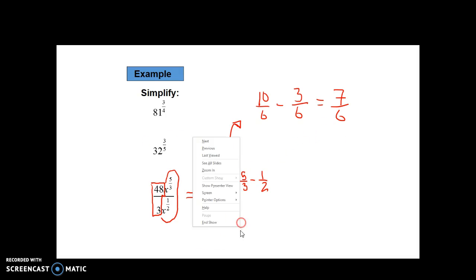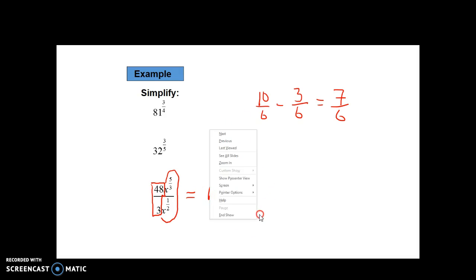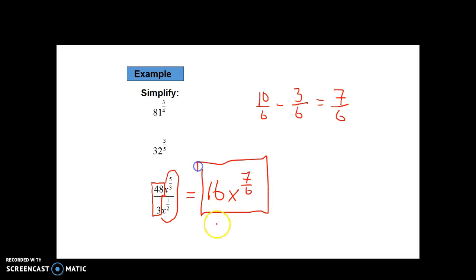So my answer, if I just clean this up a little bit, is going to be 16x to the 7 over 6. And there you go, essentially simplified. We could flip that x around again, but there's no real need to do that at this point.